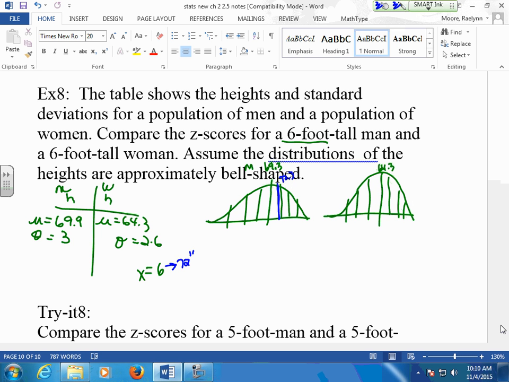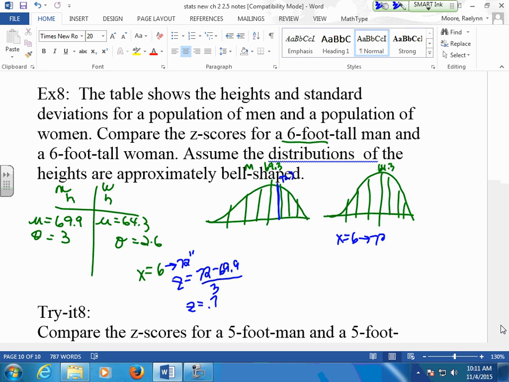So we do their z-score. 72 minus 69.9 over 3. And we find their z-score to be 0.7. And didn't we say it was going to be right before the 1? Right? Now we're going to find your z-score for a 6-foot woman.